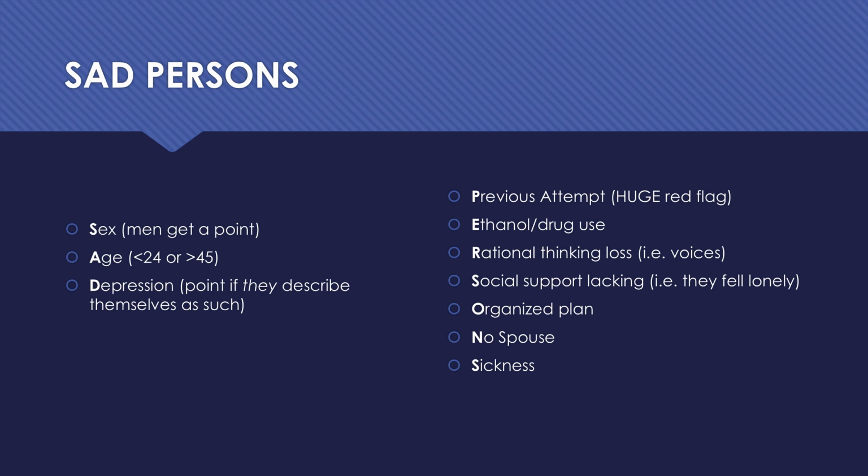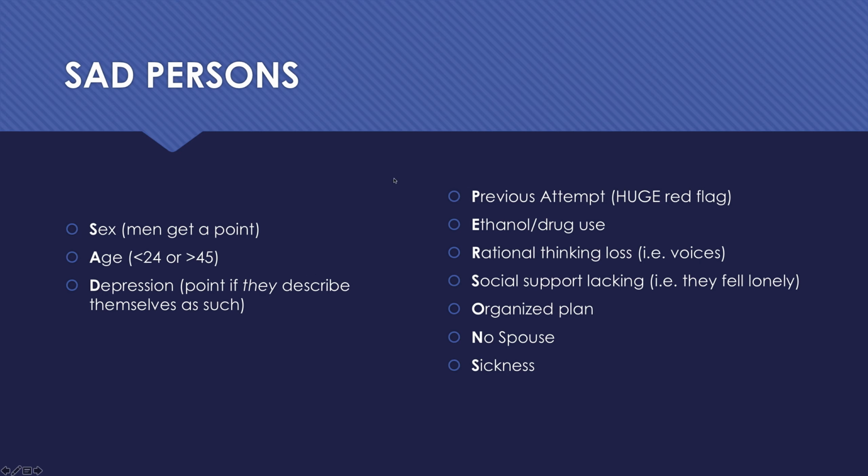For each of these factors, the person either gets a point or they don't. The more points they have at the end, the higher the risk of suicide. So, for example, sex: what is the sex of your client? If they're a man, they get a point, because more often than not, people who complete suicide are men. Their age: are they younger than 24 or older than 45? If so, they get a point, because those are the age ranges in which suicide attempts occur the most.